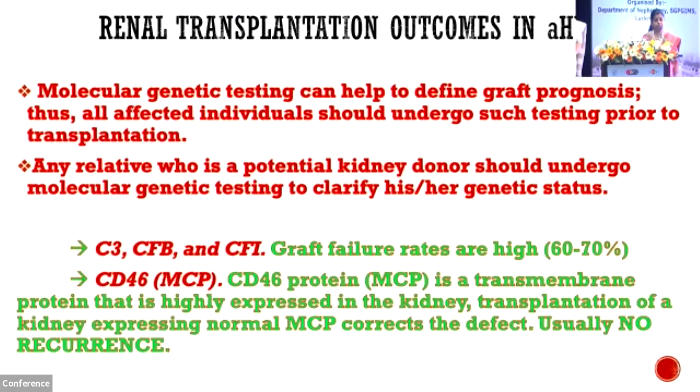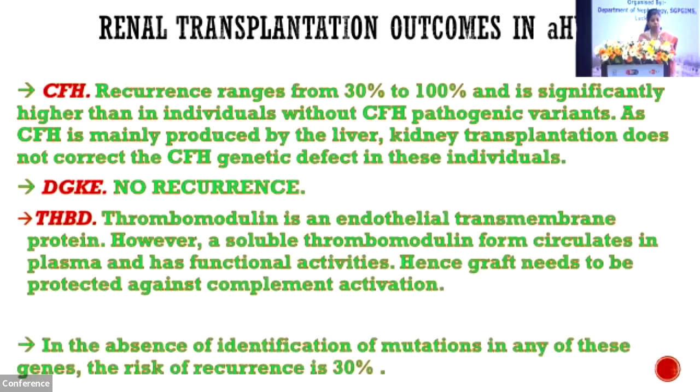What about renal transplantation outcomes? Again, there is a role for genetic testing here to define graft prognosis. Especially with C3, CFB, and CFI, the graft failure rates are very high. With MCP, there is no recurrence, and you can safely go ahead with renal transplant because it is a kidney-related protein. CFH, definitely combine it with a liver transplant.